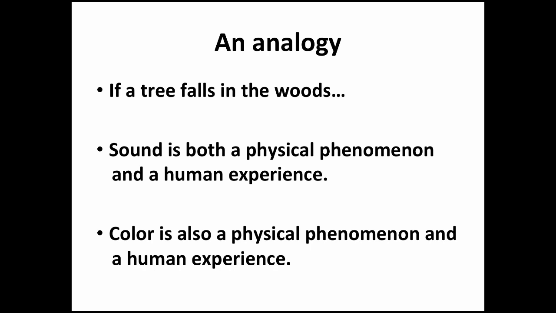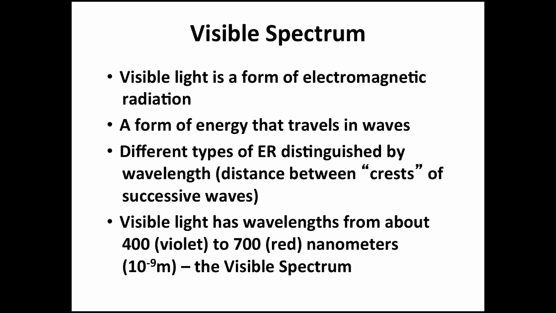The same is true for color. Color is a physical phenomenon, but this physical phenomenon interacts with the human eye to create a human experience. Let's talk about this in a little bit more detail. In order to talk about color, you first have to understand what light is. Visible light, in other words, the light that we can see, that we can perceive, is one form of electromagnetic radiation. Electromagnetic radiation is a form of energy that travels in waves.